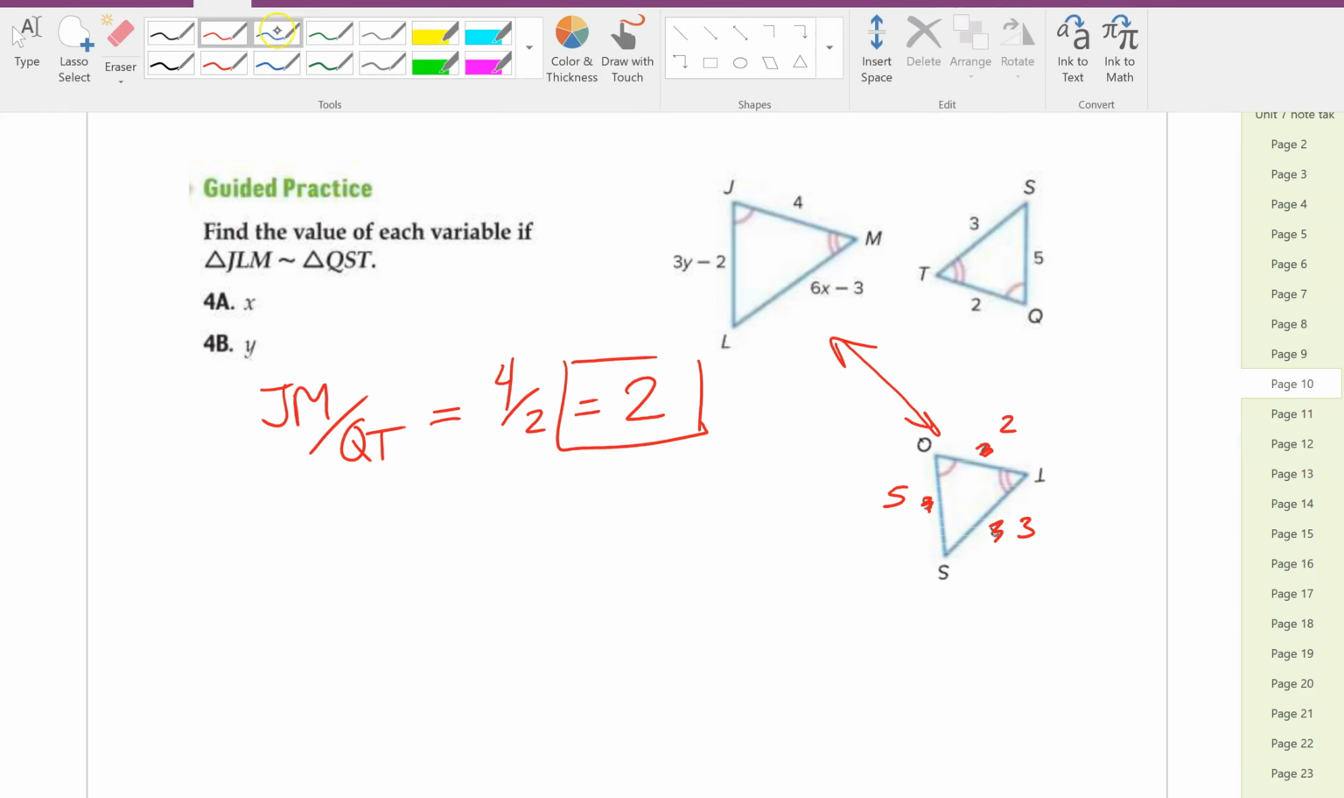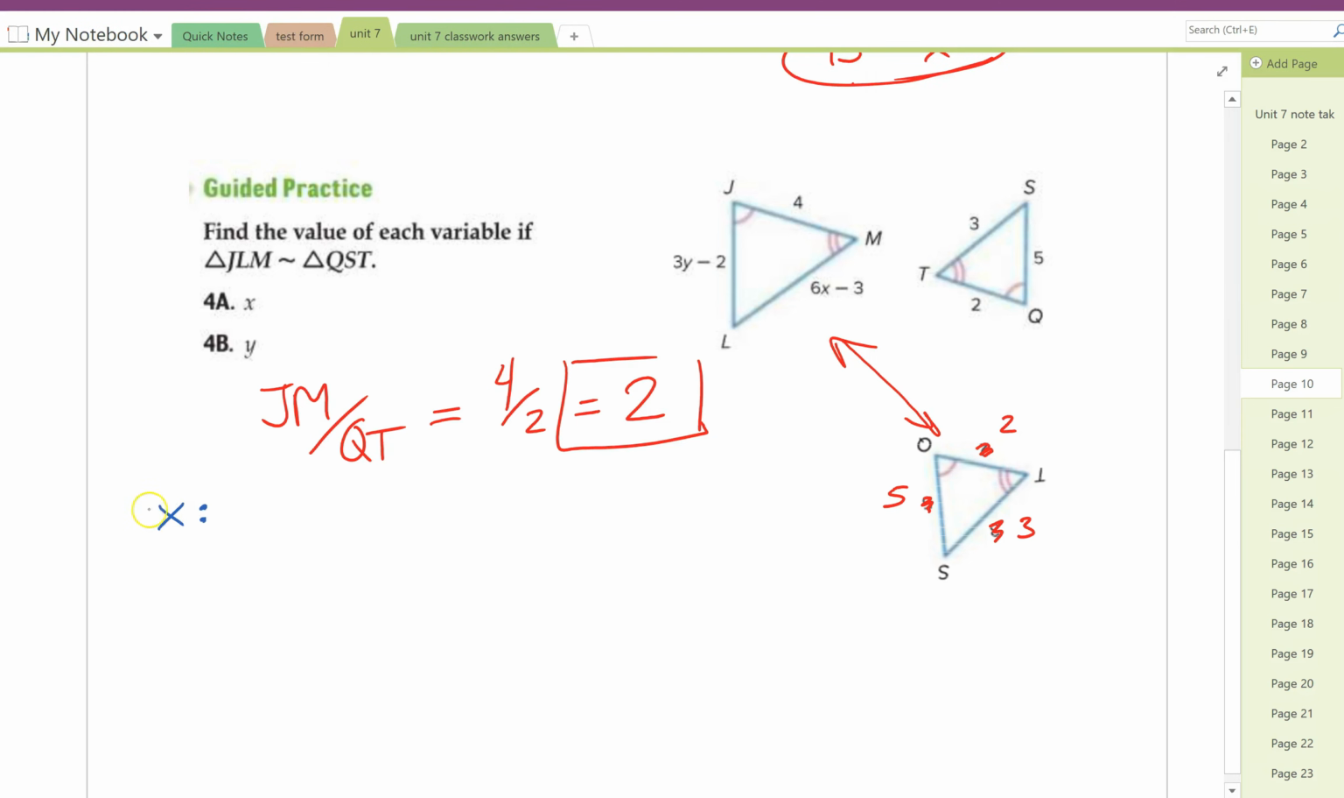So I'm going to do x first. Can go in either order, but I'm just going to do x first over here. Okay, the expression with x in it is right here, LM, and LM corresponds with ST. So LM is equal to 6x minus 3, ST is equal to 3. What I know about that ratio is that it has to be the same as the ratio between JM and QT. In other words, it has to be equal to 2.